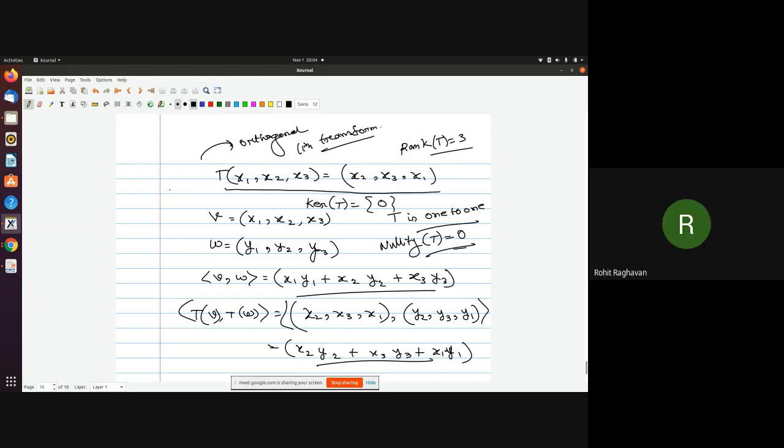T is from R3 to R3. Yes. So the rank is the same as the dimension of the codomain. That means T is onto. Okay. So it is both one-to-one and onto, so it is an isomorphism. It is an orthogonal linear transformation. All this we have in this problem. Okay. Clear?